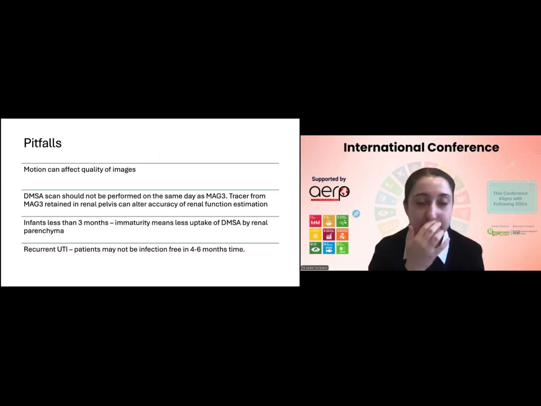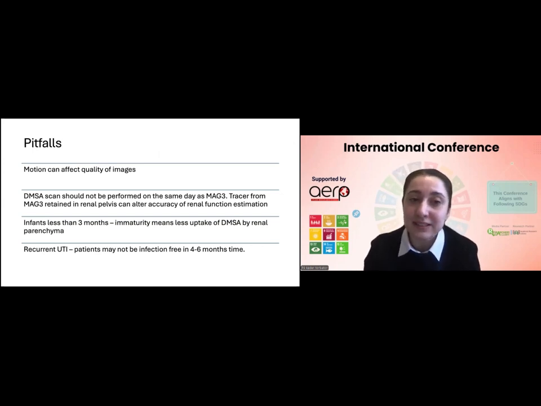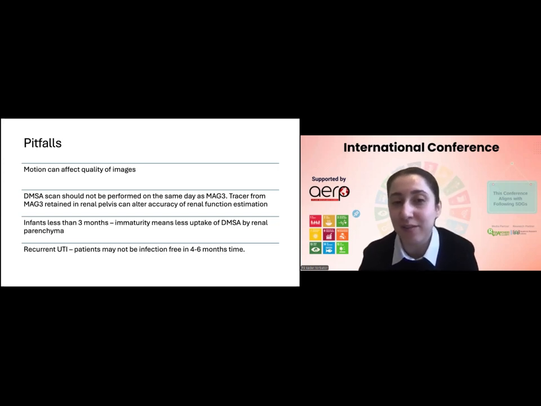Some of the limitations of the DMSA scan are that with movement, the quality of the images can be affected. And we cannot really perform the DMSA scan on the same day as other investigations, such as a MAG3, because the tracer from MAG3 would be retained in the renal pelvis and could potentially alter the accuracy of our estimations from a DMSA scan. Infants less than 3 months have very immature kidneys, so they would have reduced uptake of the tracer, and so we won't have very accurate measurements of renal function in infants.